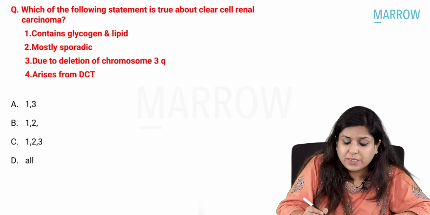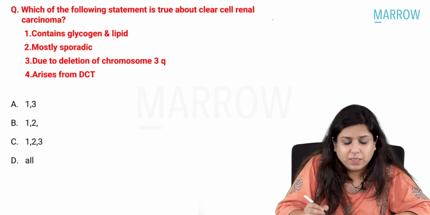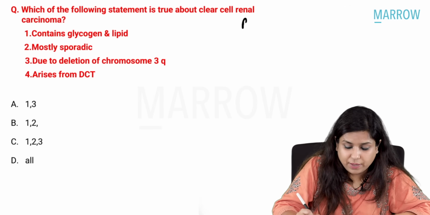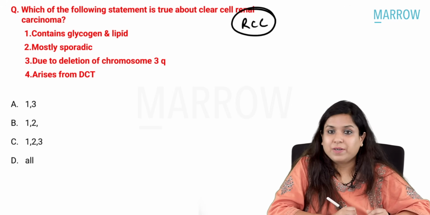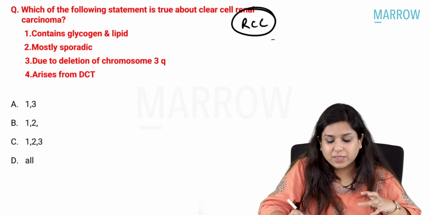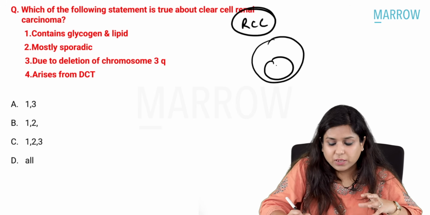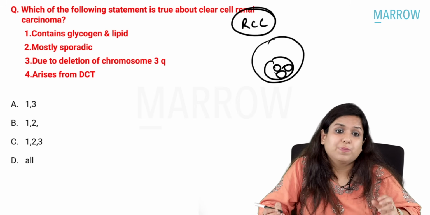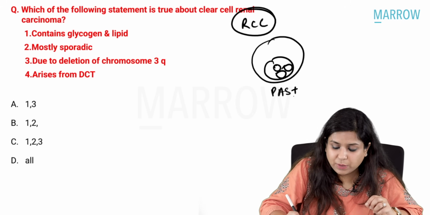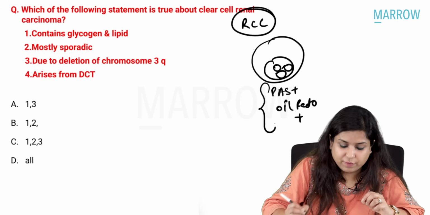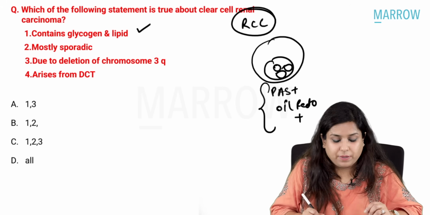Which of the following statements is true about clear cell renal cell carcinoma, RCC? The right, clear cell RCC. It contains glycogen and lipid. Now, the clearing which we see in clear cell RCC is because of glycogen and lipid. That is why these cells are PAS positive and these cells are also Oil Red O positive. So, this is a true statement.